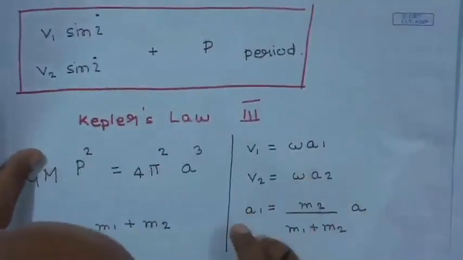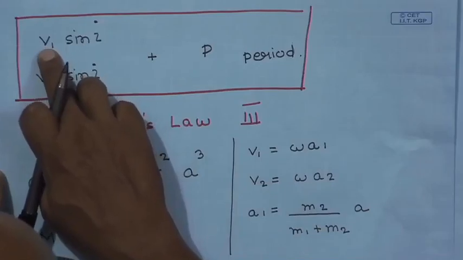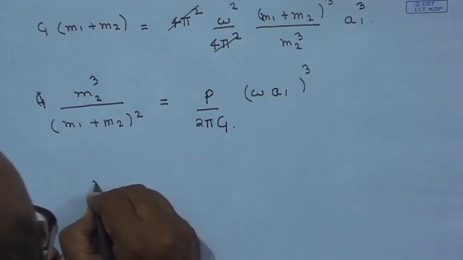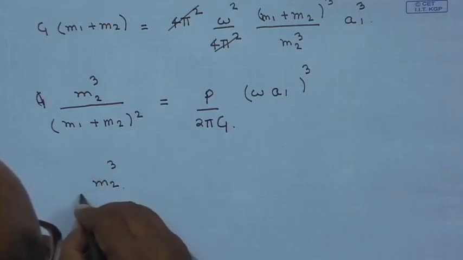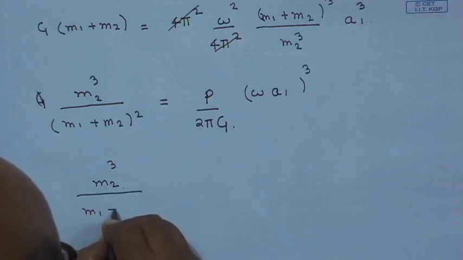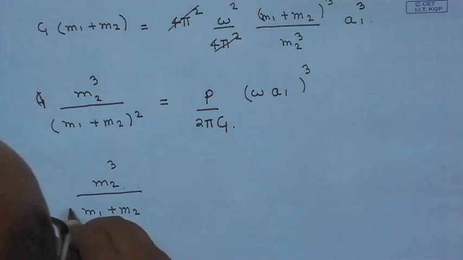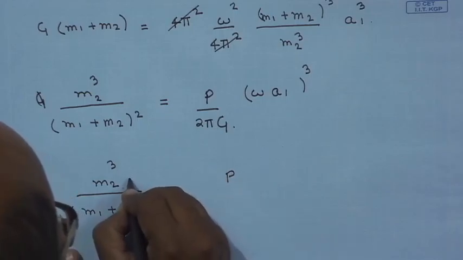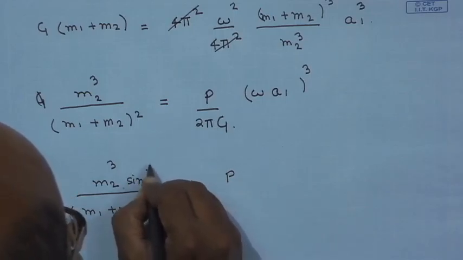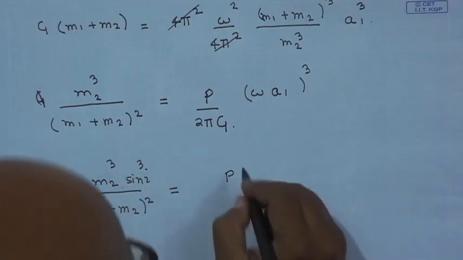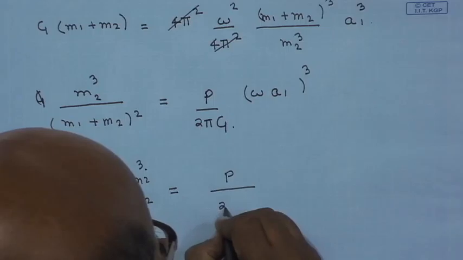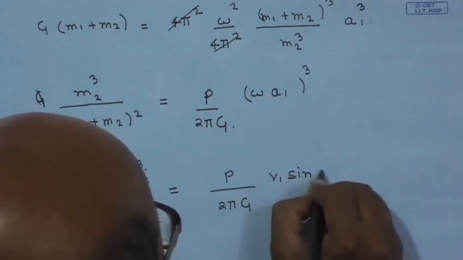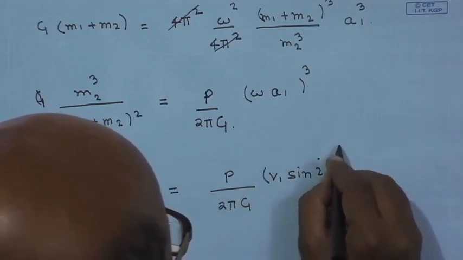If I introduce a factor of sin I cube, then I have the observed quantity V1 sin I cube over here. So, what I get is that m2 cube by (m1 plus m2) square sin I cube is equal to P, the period, divided by 2 pi G into V1 sin I (the inclination angle) cube.